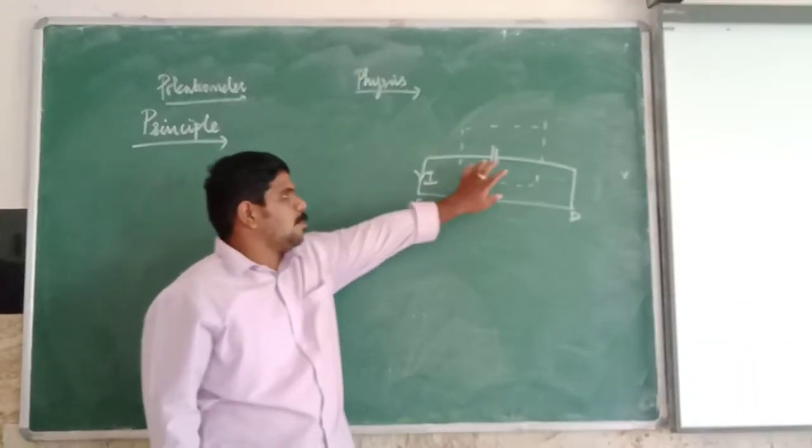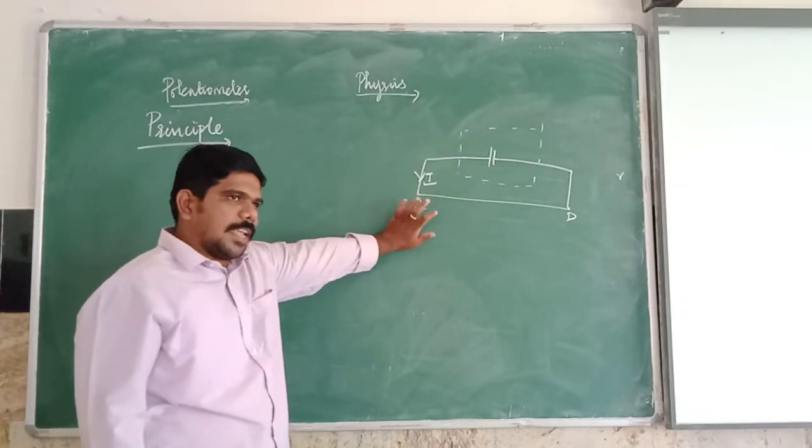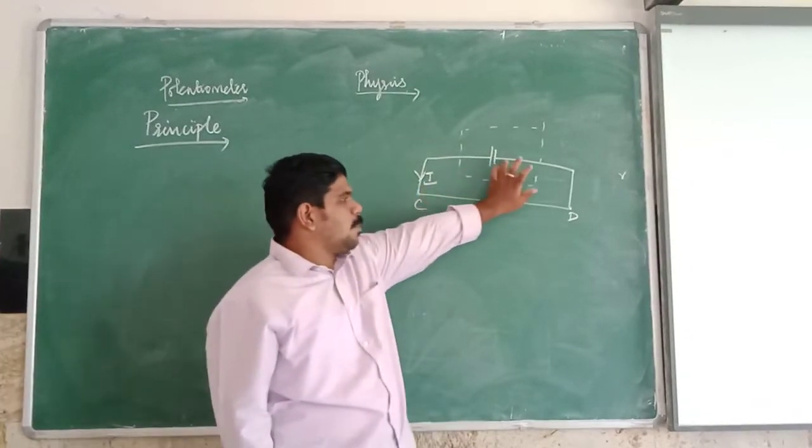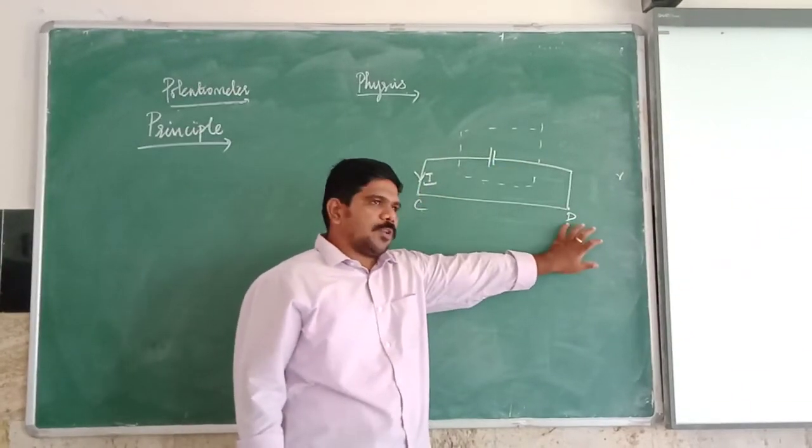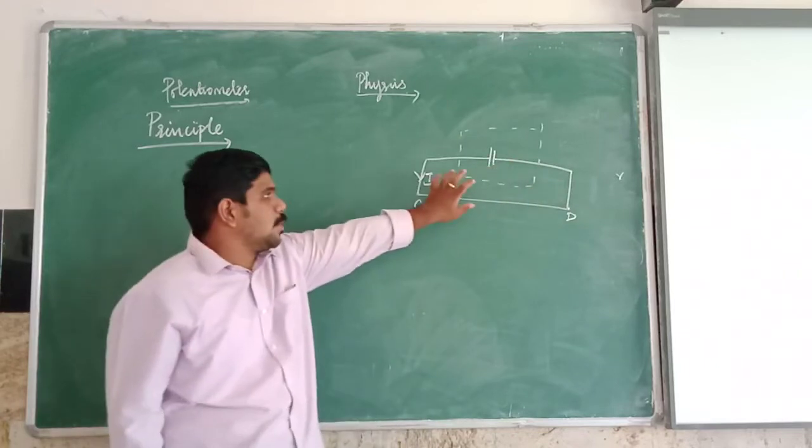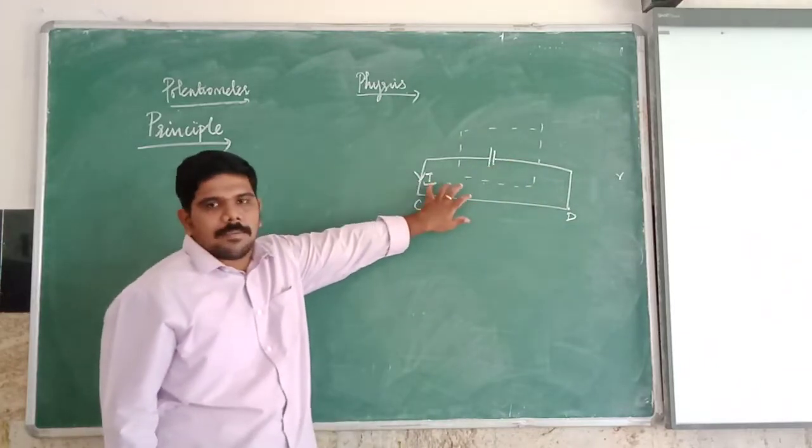So the positive terminal of the battery will be connected to the C end of a potentiometer. The negative terminal of the battery will be connected to the D end of a potentiometer. This forms the primary circuit which supplies the steady current I.